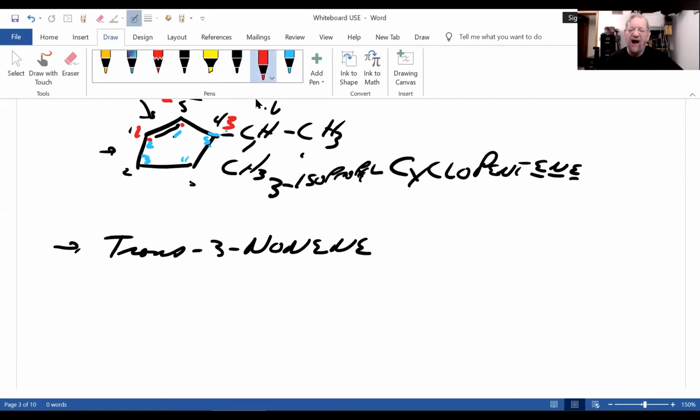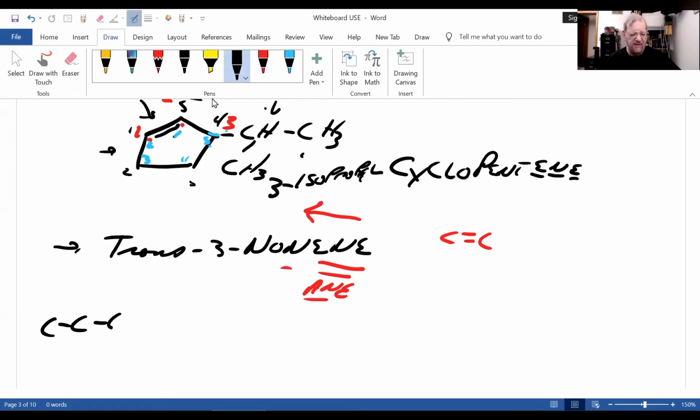This one I'll do. How do you decode this to know what to draw? Start from the right and move left. And the first thing you see is the ENE ending, and that's a double bond. If this were ANE, nonane is 9 carbons, so I better get to work. But first, before I do that, I'm going to look at this and say double bond at 3, and it's trans. So I'm going to do 1, 2, 3.